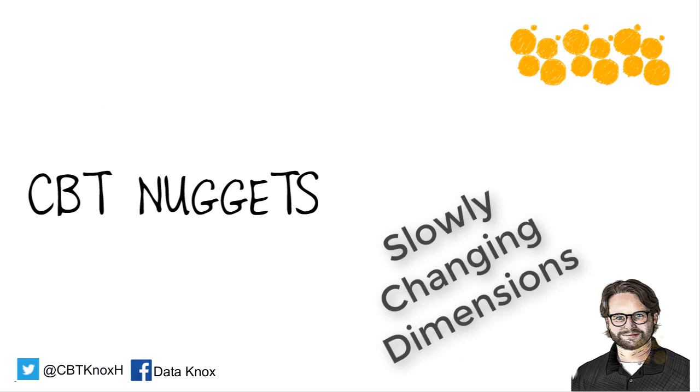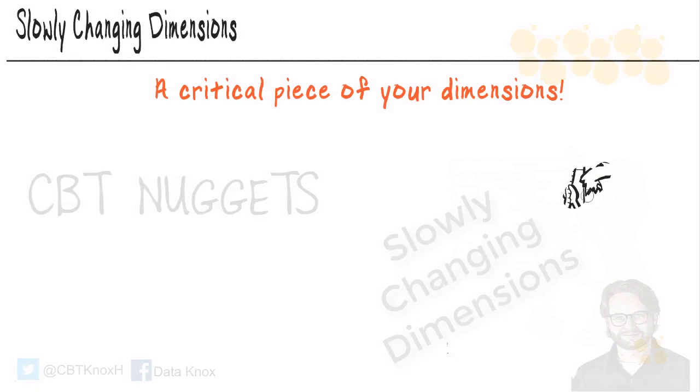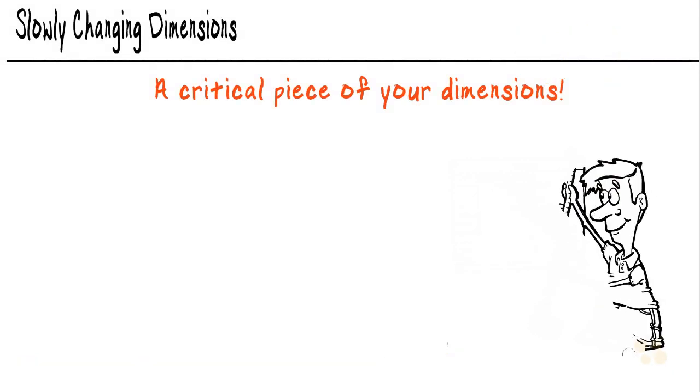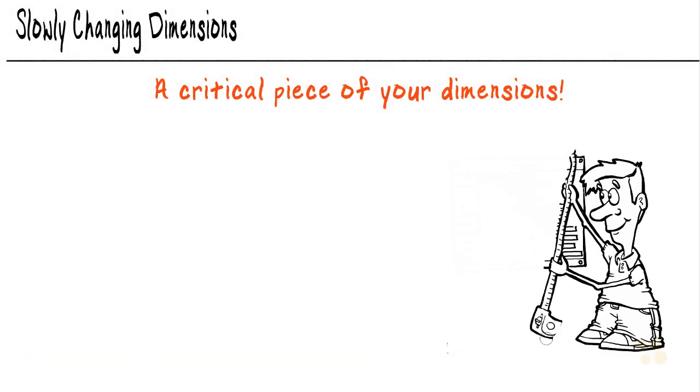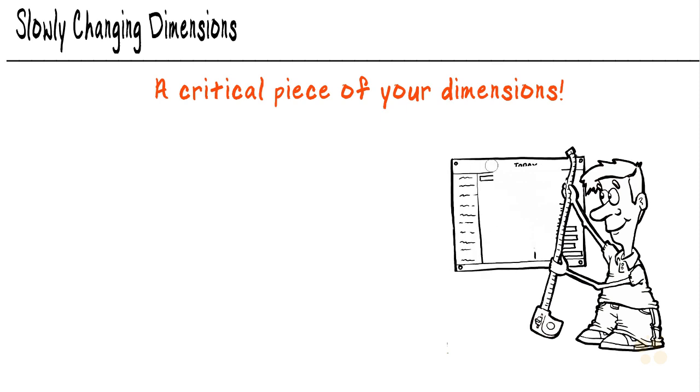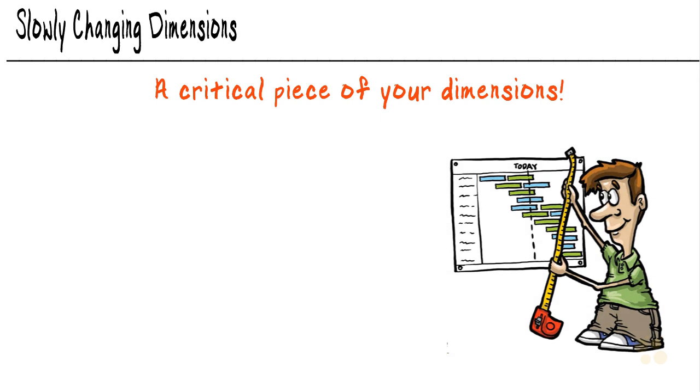Slowly changing dimensions in your data warehouse. One of the most critical items when designing your dimension tables is the concept of slowly changing dimensions. What do we mean by that? Well, some dimensions don't change rapidly, but when they do, they can have a major impact on your reporting. Remember, the entire point of this data warehouse is to report on our data, after all.